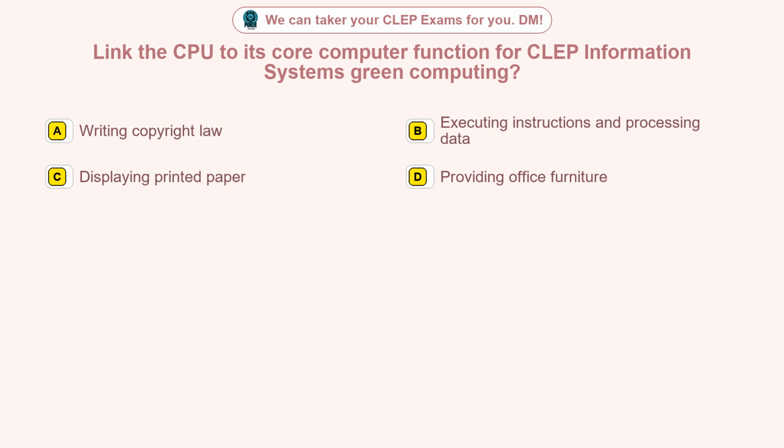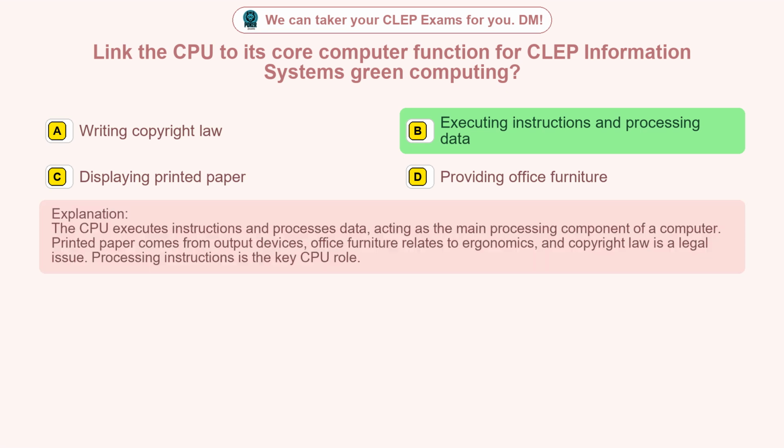Question 51. Link the CPU to its core computer function for CLEP Information Systems Green Computing. Option A. Writing copyright law. Option B. Executing instructions and processing data. Option C. Displaying printed paper. Option D. Providing office furniture. The correct answer is option B. Executing instructions and processing data. The CPU executes instructions and processes data, acting as the main processing component of a computer. Printed paper comes from output devices, office furniture relates to ergonomics, and copyright law is a legal issue. Processing instructions is the key CPU role.